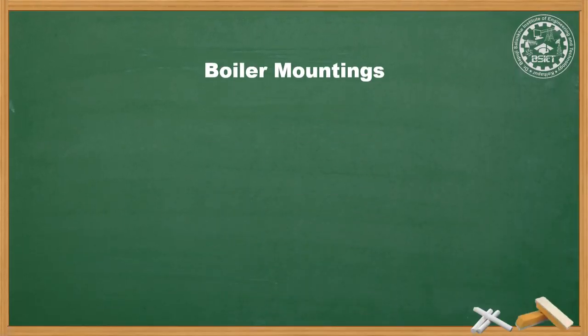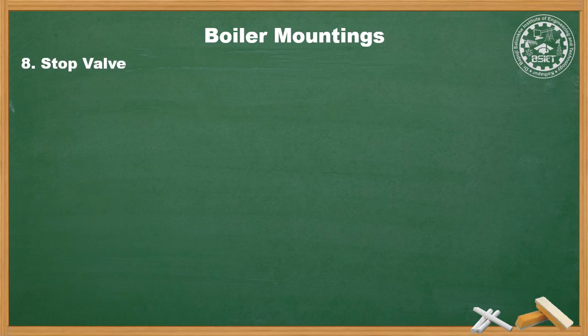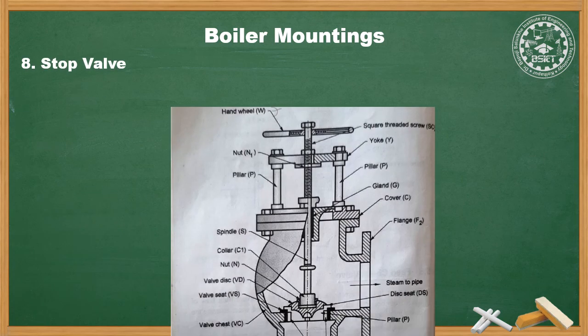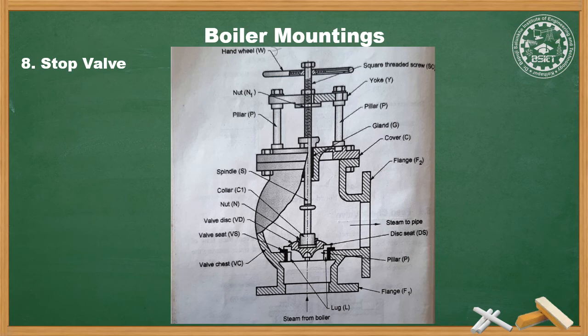Next is the junction or stop valve, as shown in the figure below. Its function is to regulate the flow of steam from one steam pipe to another steam pipe or from the boiler to the steam pipe. The stop valve is used to flow the steam from one pipe to another pipe or from one boiler to another boiler. This is used for stopping the steam from escaping from the drum.